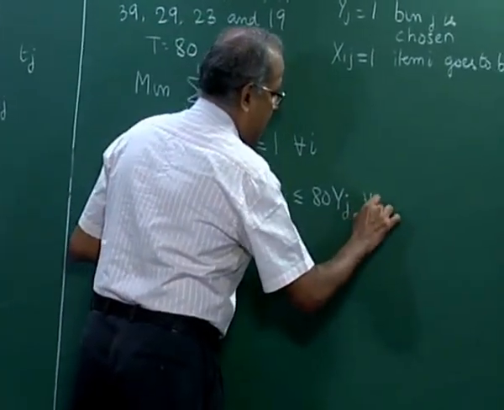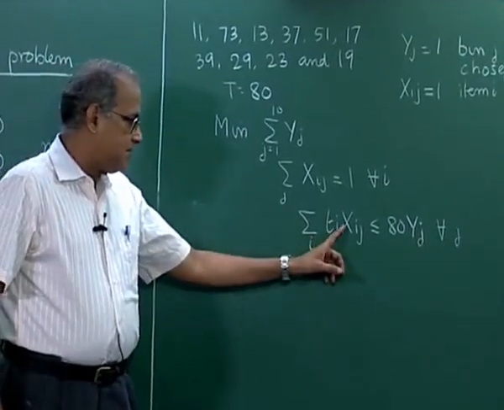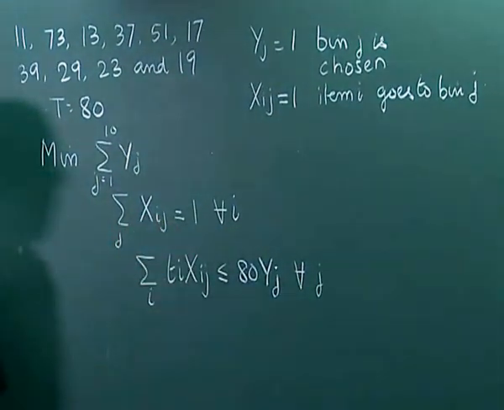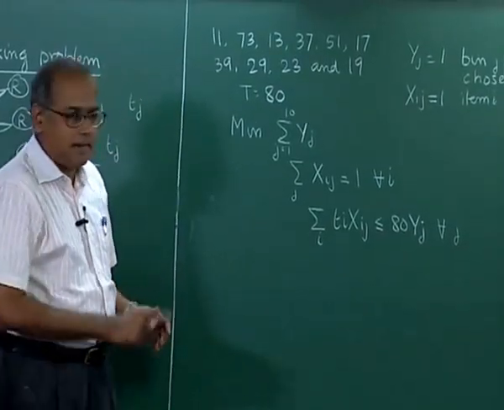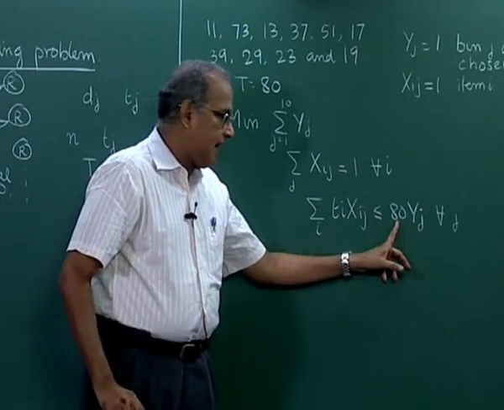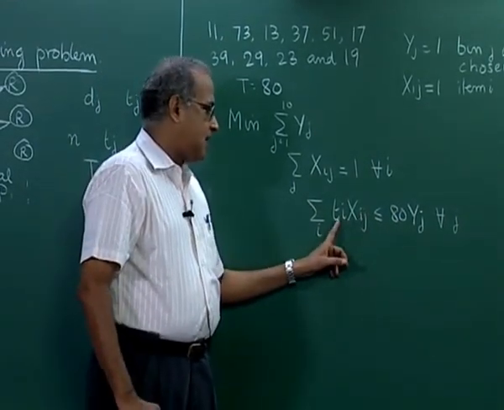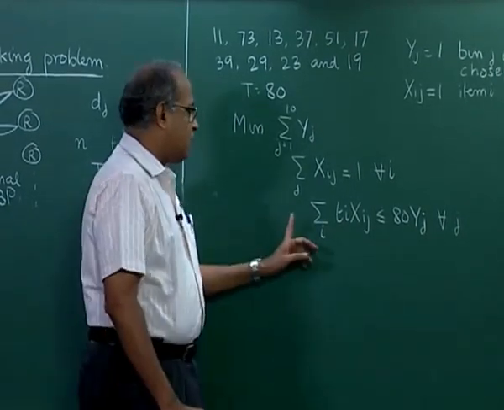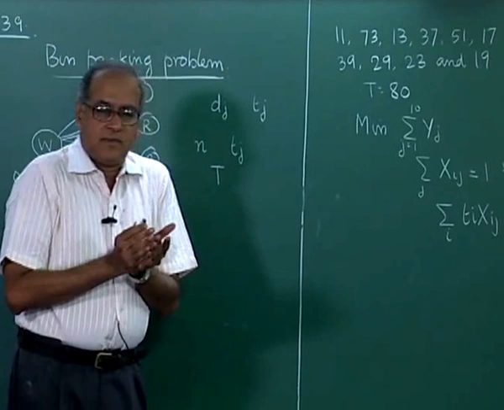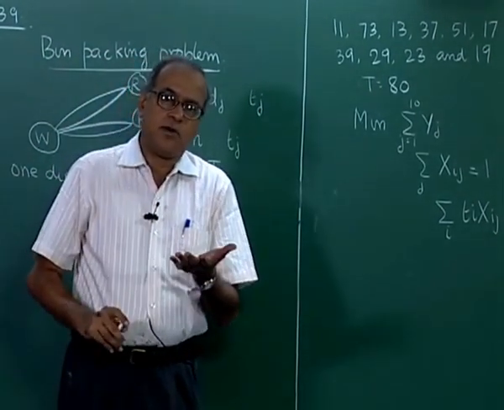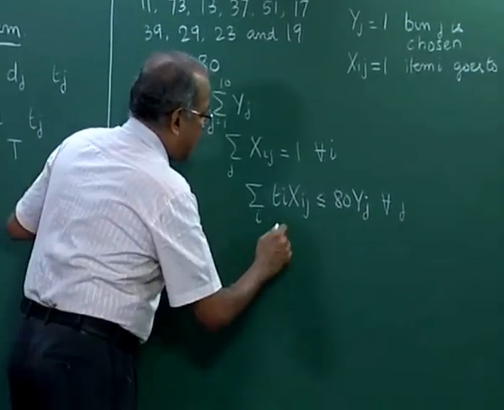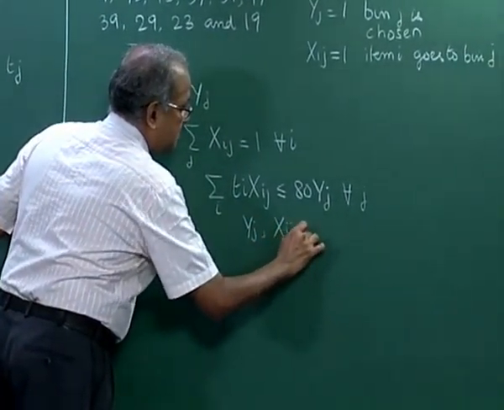So for a particular bin, the sum of the xij's is the number of items that are attached to that bin. Sigma Ti xij is the sum of the lengths of the items attached to that bin, and this should be less than or equal to 80, and we can assign i to j only when it is chosen, only when yj is 1. Therefore this constraint, less than or equal to 80 yj or capital T yj, will ensure that not only are items assigned to bins that are chosen, it will also ensure that when items are assigned, the sum of the lengths does not exceed this 80. And then we have yj and xij as binary variables.